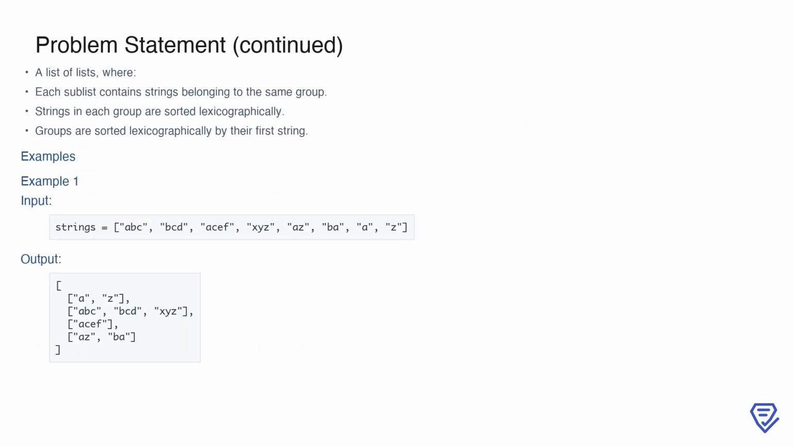The output of the problem is a list of lists, where each sublist contains strings that belong to the same shifting group. Within each group, the strings are sorted lexicographically, and the groups themselves are also sorted by their first string. Let's look at an example. Suppose the input list is ABC, BCD, ASF, XYZ, AZ, B, Z. The output would be Z, ABC, BCD, XYZ, ASF, AZ, B.